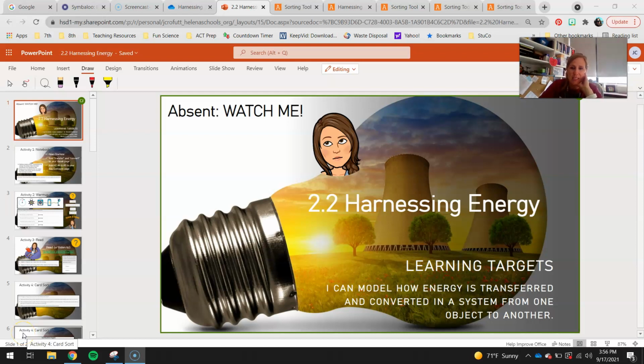8th graders, today's lesson is 2.2, Harnessing Energy. This one's going to be a little bit longer for today, so we're going to get right into it. It'll probably take up the whole class period, so expect that as far as time goes. Your learning target for today: I can model how energy is transferred and converted in a system from one object to another. We're also going to talk about what the difference is between an energy transfer and an energy conversion.